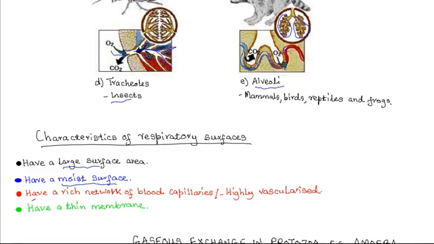Then, in many of these surfaces, there will be a rich network of blood capillaries, especially in the vertebrates. The rich network of blood capillaries greatly enhances the rate of diffusion by carrying away the absorbed oxygen and bringing carbon dioxide to the surface. So in this way, the rich network of blood capillaries maintains a steep diffusion gradient. So the rich network of blood capillaries can also be termed as high vascularization. So in vertebrates such as mammals, birds, reptiles, and even the frogs, the respiratory surfaces are highly vascularized.